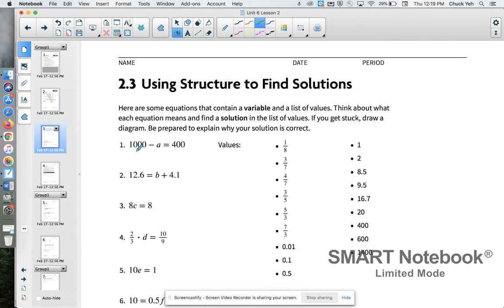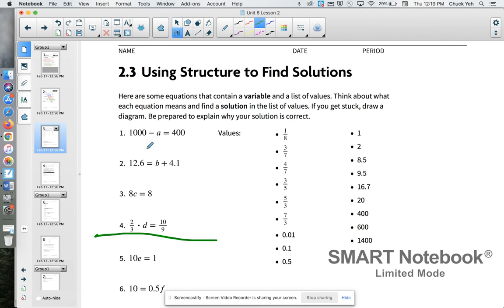All right, on 2.3, we're just doing the first 4. 1,000 minus what will equal 400? So 1,000 minus 400 is 600. What plus 4.1 equals 12.6? Subtract 12.6 minus 4.1. All right, and you would get 8.5.